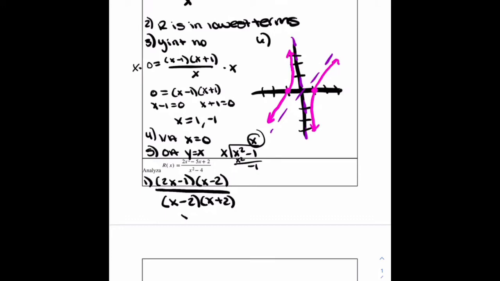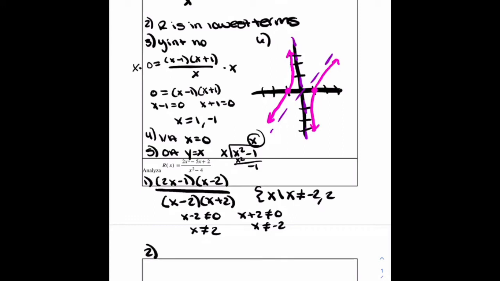So set the bottom equal to 0. So x minus 2 cannot equal 0, and x plus 2 cannot equal 0. So x cannot equal negative 2, x cannot equal 2. So we can write our domain: x cannot equal negative 2 or 2.